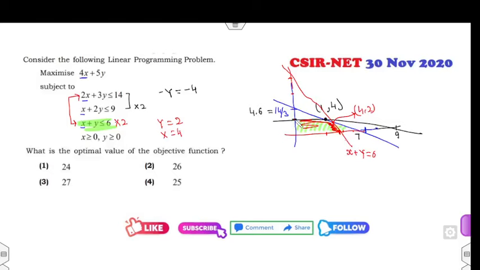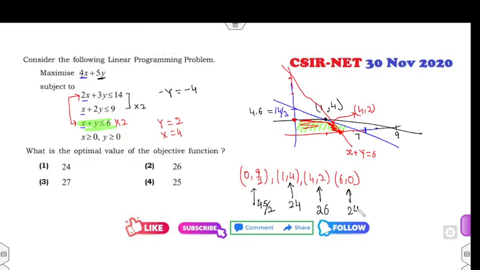Now your coordinates are, this is my 0 comma 9 by 2. Fine, 1 comma 4, 4 comma 2, and this coordinate is my 6 comma 0. So find the value of the z. 0, 45 divided by 2, it is not a fraction. 4, 20 plus 4 is 24. It is 16 plus 10, 26. It is my 24. Your target is to maximize them. So maximum one is 26, my right answer of this problem.